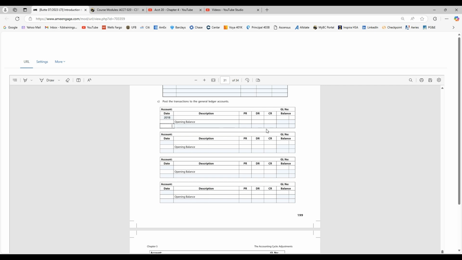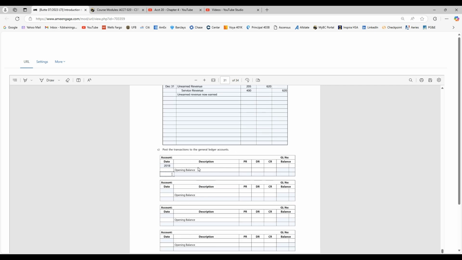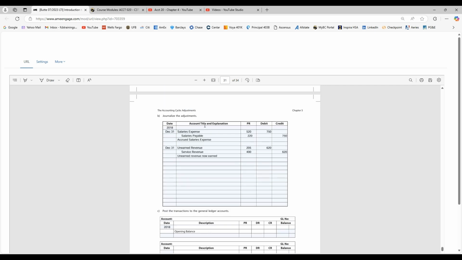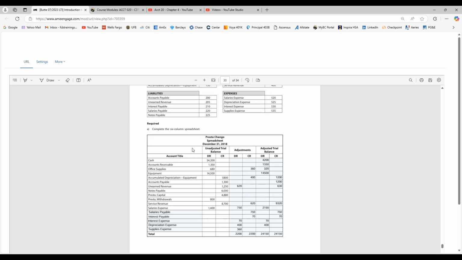So what we want to do here is go through, and one thing that's a little wonky is that they messed this up on the software here. You can't put the account number in this version. So this is office supplies is what we have here.